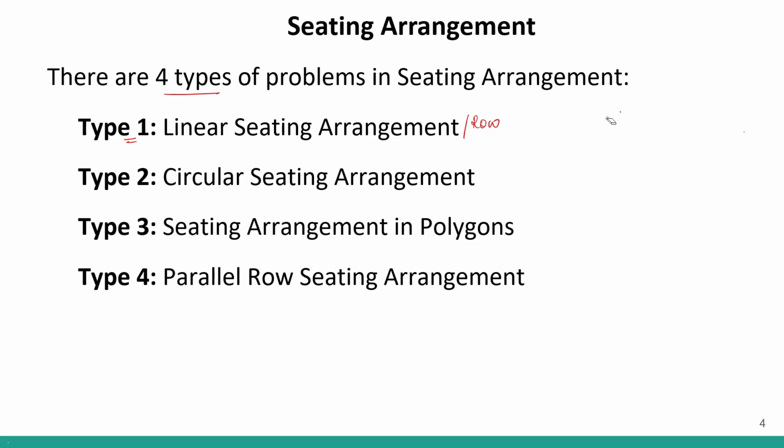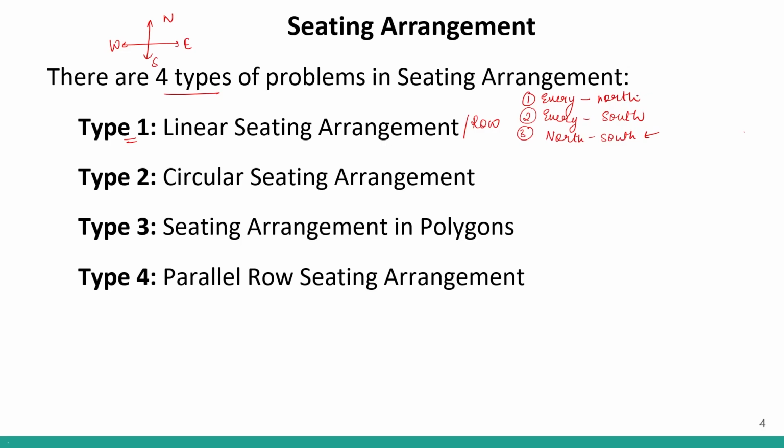In linear seating arrangement, generally we get horizontal row seating arrangement. So there are basically three possibilities. The first possibility is everyone is facing north. Do you remember the directions we discussed in directions? This is north, this is south, this is east, and this is west. So the first possibility is that everyone is facing north. The second possibility is everyone is facing south. And the third possibility is that some people are facing north and some people are facing south. So this sort of complicates the question.